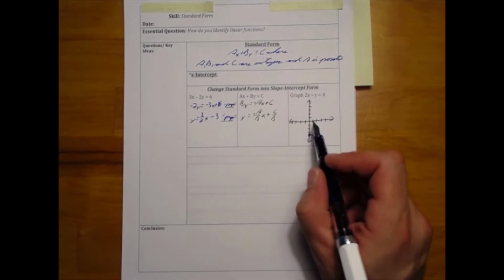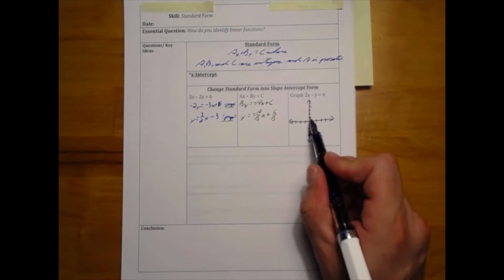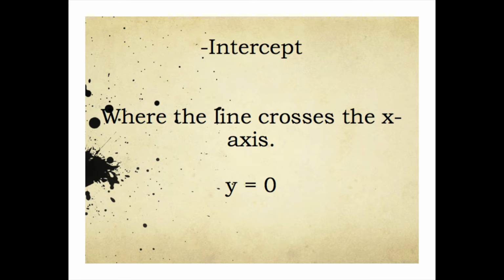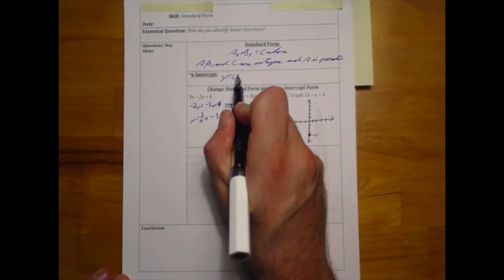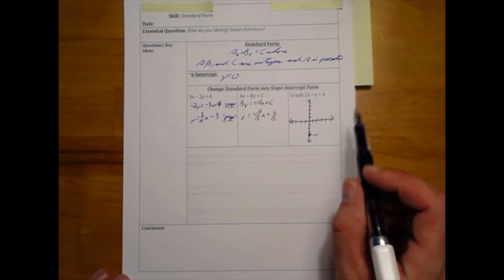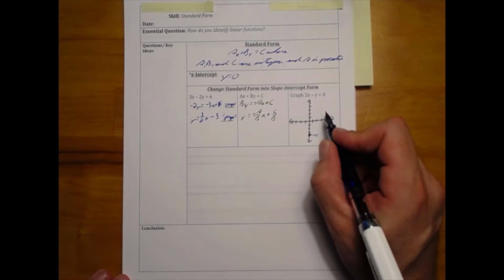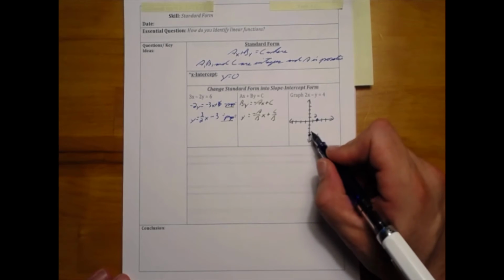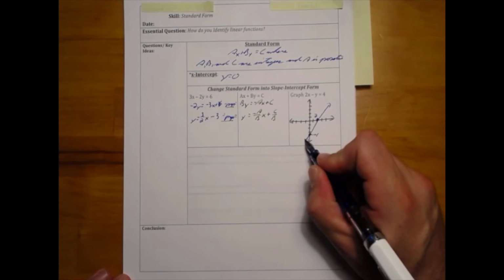It's at this point we need to know what an x-intercept is, or where on the x-axis the line is going to cross it. This is found when y is equal to 0. I can substitute the value 0 into the original equation to get 2x is equal to 4. And by solving for x, I get x equals 2. So I mark 2 on the graph and connect this with a straight line. I have now graphed that standard form equation.